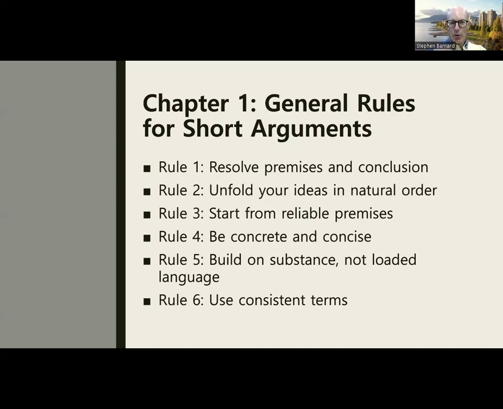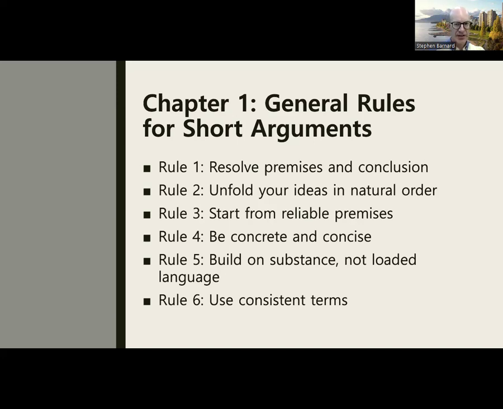Like I said, these are important not only for you when you make your own arguments, but also when you listen to other arguments, when you encounter arguments, whether they are spoken arguments, whether they are written arguments, or if they are visual arguments of some kind. It's very important to keep these things in mind as well.